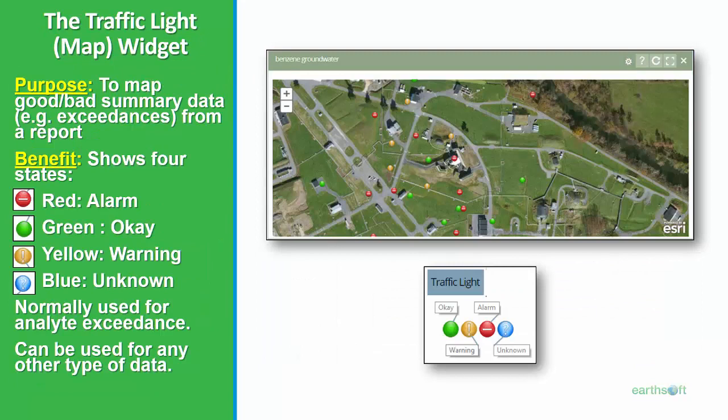The second is the traffic light map widget, and it is generally used like the traffic light widget. It's generally used to get a summary of exceedances from a report. And it's normally used for analyte exceedances, but you can use it for any other data depending on your needs.